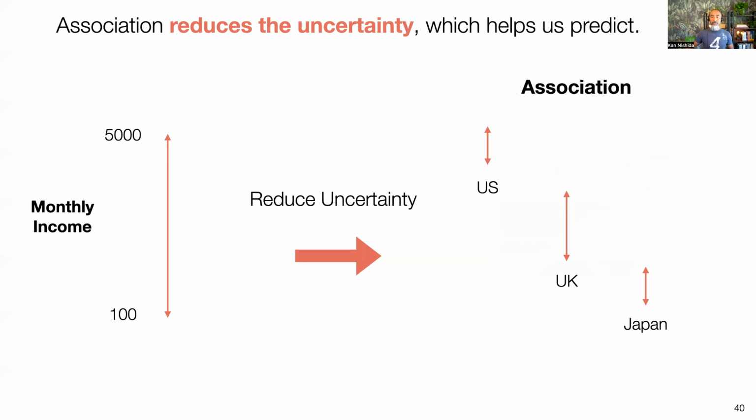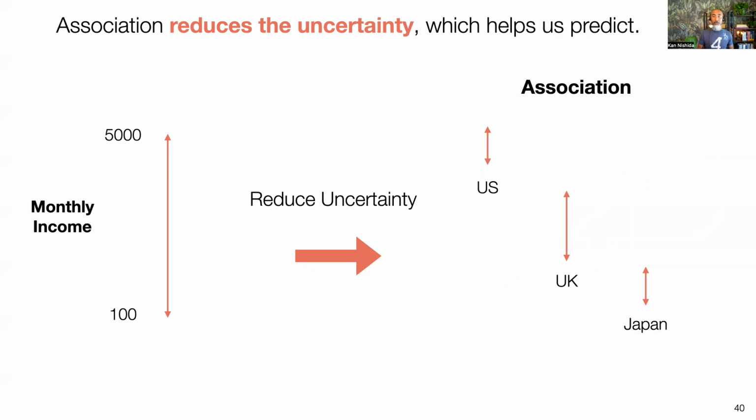So like a country on the x-axis. If the US employees, the UK and the Japan employees are all somehow getting paid in a different range, then that means if I know where this given employee is coming from, I can answer better than not knowing, right? So too, if there is an association between the monthly income and the country, then it is reducing the uncertainty. So that's why this is important for building a prediction model.